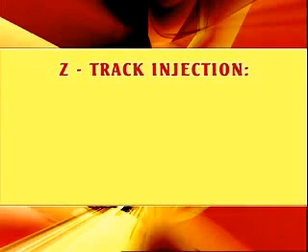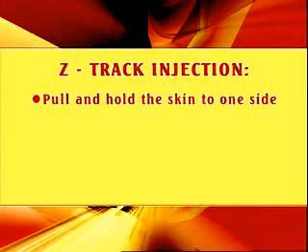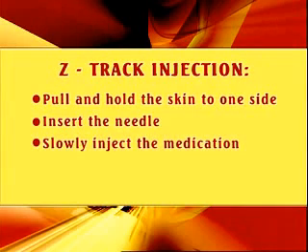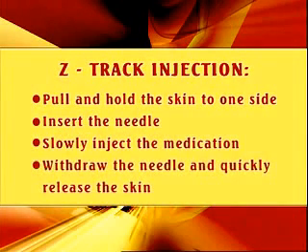To give a Z-track injection with the non-dominant hand, pull and hold the skin at the chosen site about 1 to 1.5 inches to one side. Hold the skin to the side and insert the needle with the other hand. Pull the plunger back to aspirate for blood. If no blood enters the syringe, slowly inject the medication. Once the medication is in, withdraw the needle and quickly release the skin. The medication is now trapped within the muscle tissue and the injection has been successfully delivered.